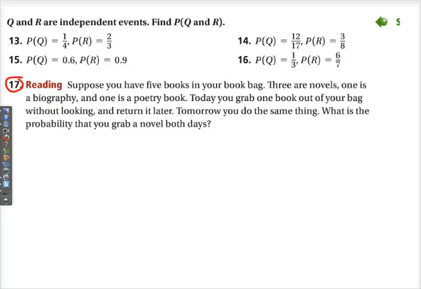These are the most frequently asked questions for Algebra 2 for section 11.3. I'm going to start with number 17. And number 17 says reading.